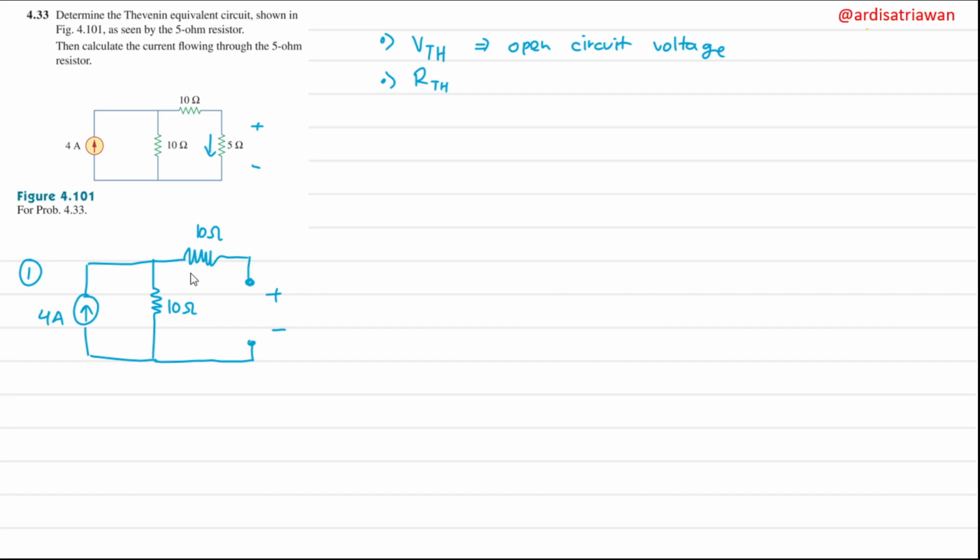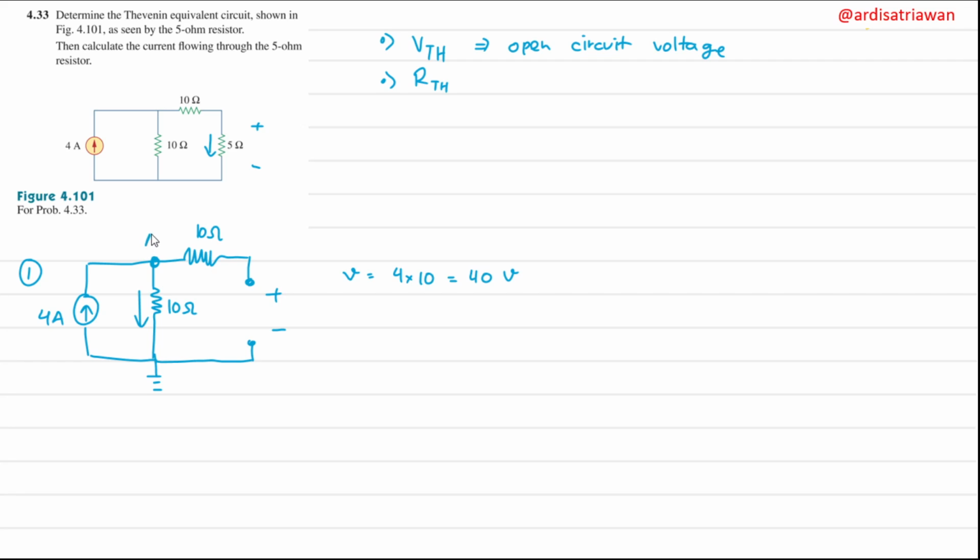As this is left open, there will be no current that passes through here, so all the current will pass through this resistor here. So all the 4 ampere from this current source will pass through here, and that means that if we take this as our ground, the voltage here will be equal to the current multiplied by the resistance, that is 40 volt.